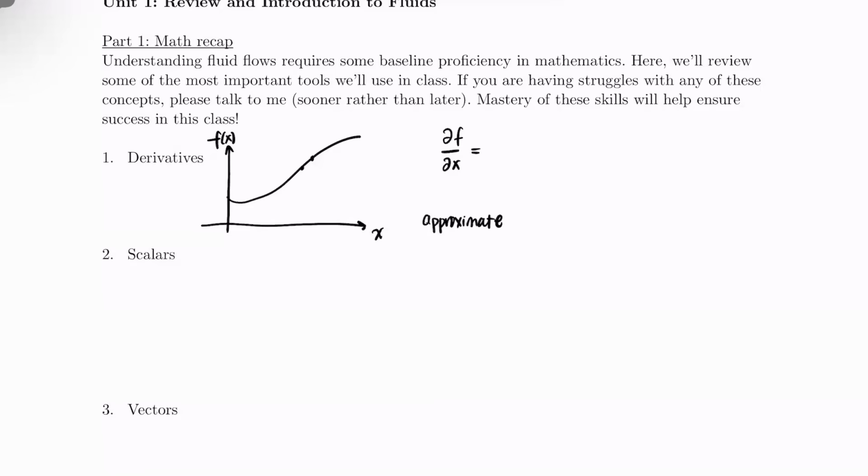Actually, I don't want this arrow here. So we can approximate the slope of f at x and y as the following. And so I've put a partial derivative here. And this is a partial if f depends on more variables than just x.